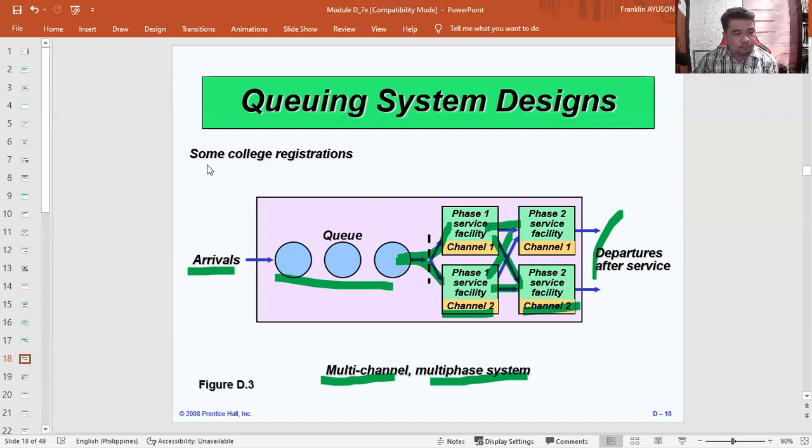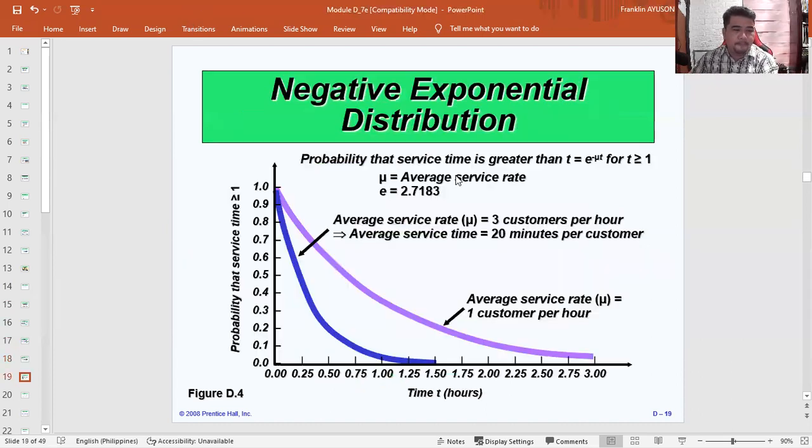So multiple channel, multiple phase. So this time, college registration yung example. Pagtapos mo sa pila na to, pwede ka nang pumunta dun sa next phase. Sa next phase, depende dun sa available na channel.